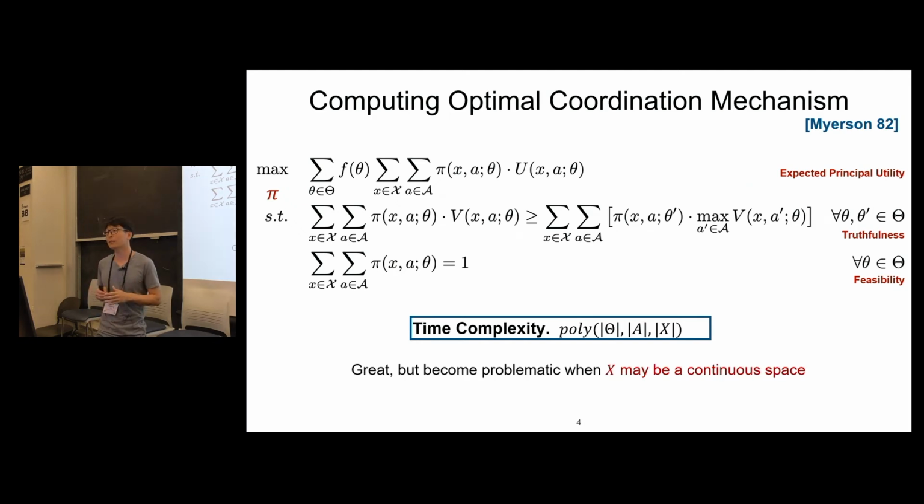But this is going to become a problem if this X is in a continuous space, for example, the signaling scheme, or for contract design, the possible contracts that you can pick from.